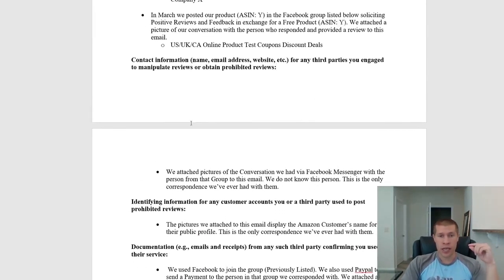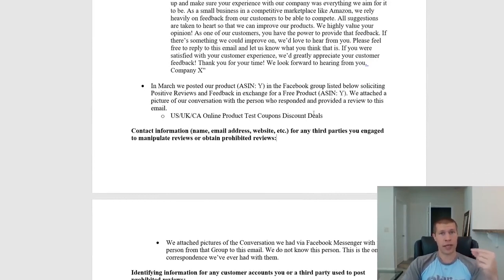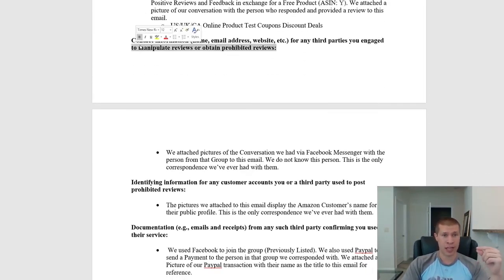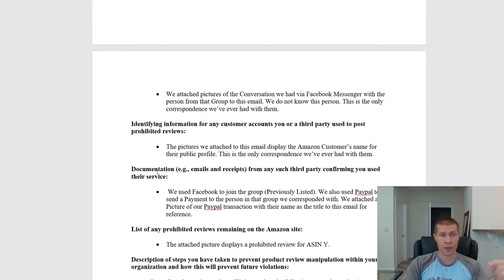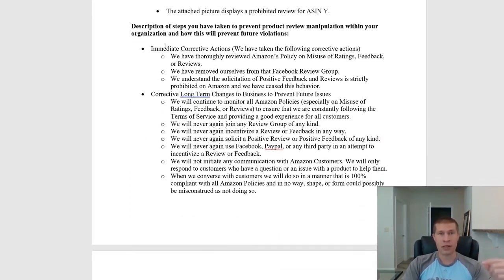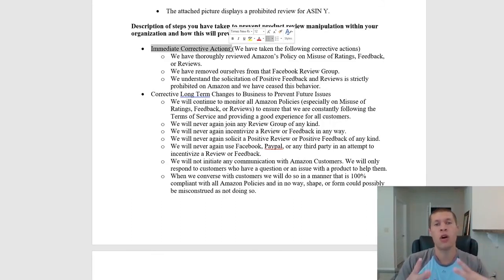This is the plan of action. Obviously, you want to regurgitate all the stuff that they literally said to you, like I said before. So that's what I did here: contact information, identifying information, documentation, and so on. Then finally, the plan of action. The first part of your plan of action is immediate corrective actions that you took. So what have you done immediately, right now, to take this out of your business model entirely?